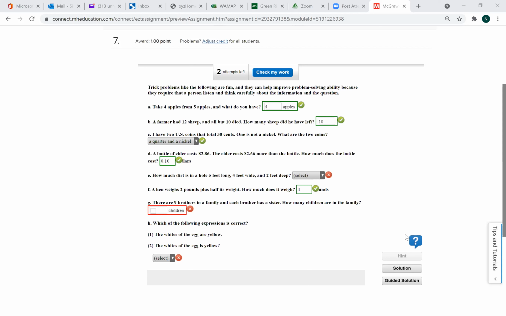So Balsam, for E, how much dirt is in a hole 5 feet long, 4 feet wide, and 2 feet deep? I would say yes, their selection is no dirt, because it's a hole. They're not asking how much space is in the hole. They're asking how much dirt is in the hole. And the children get asked questions like this all the time. They're really asking you to look at what information the problem is giving you and what it is asking you for. That's what they're trying to help you define here. So have we gone through enough of these that you get it?